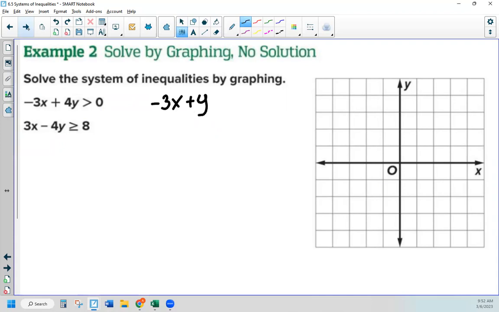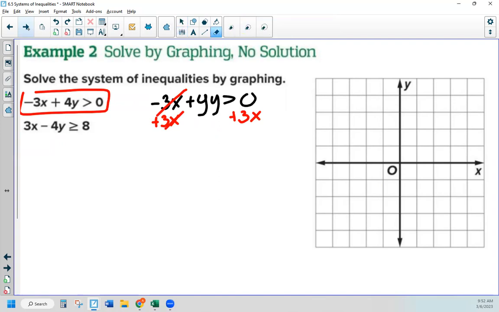-3x + 4y > 0. Let's go ahead and turn this into slope-intercept form. We'll take -3x to the other side by adding 3x, because the 3x is a negative. That's the addition property of inequality. And now we have 4y. Keep the symbol the same way. We have not multiplied or divided by a negative.